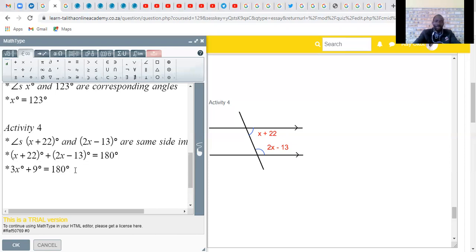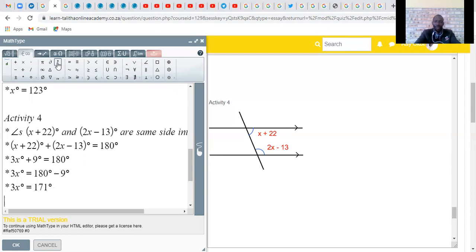Now the next thing from here is to find the value of x. How do we find the value of x in this case? The first step is to isolate 3x on one side of the equal sign, and everything else, which is 180 degrees and 9, must be on the other side of the equal sign. This way, we will then have 3x equal to 180 minus 9, which will be 171 degrees.